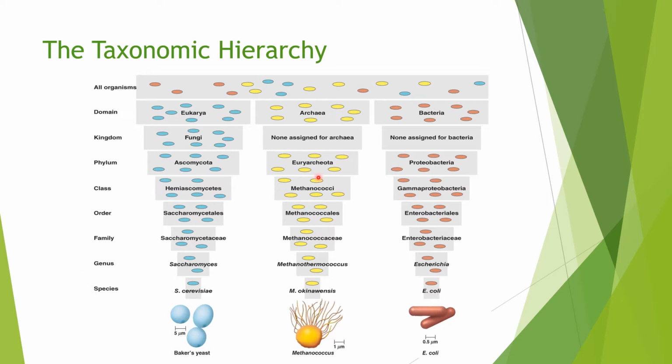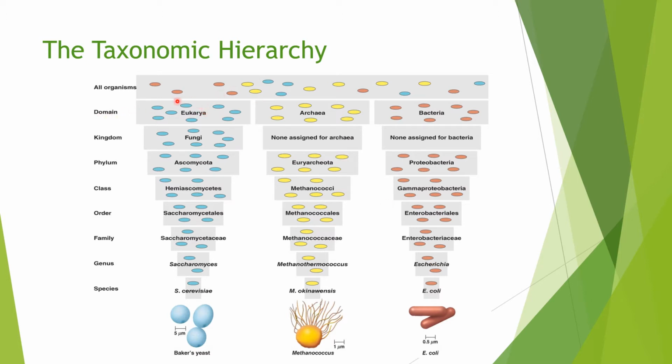So for example, Staphylococcus aureus. That would definitely be a domain bacteria. So Staphylococcus aureus is a bacteria. And then Staphylococcus would be the genus, and then the species would be aureus, or in this case, Escherichia coli. So Escherichia would be the genus, and then coli would be the species.